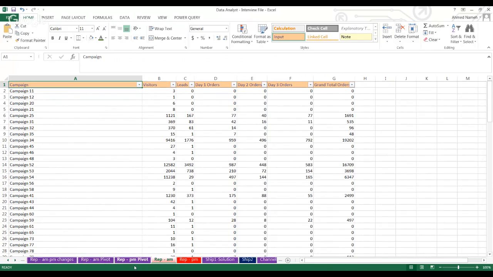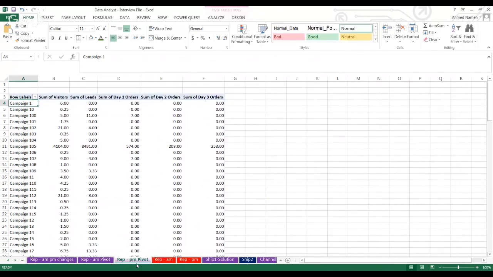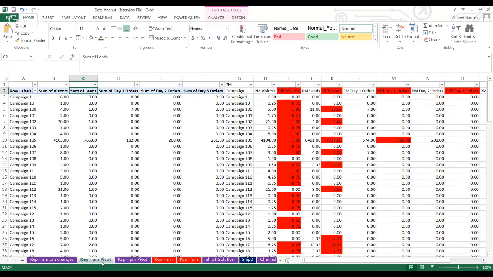So the first thing I did was I pivoted both of these tables. So here's your pivot table for the PM. And the reason that I pivoted them is that you can have a consolidated view of what the data actually is and what it shows. Here is the pivot for the AM.